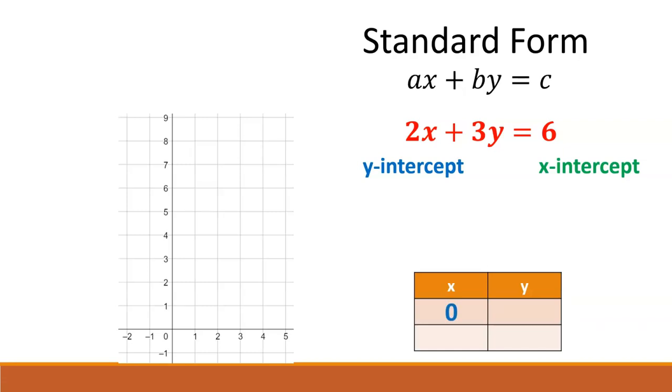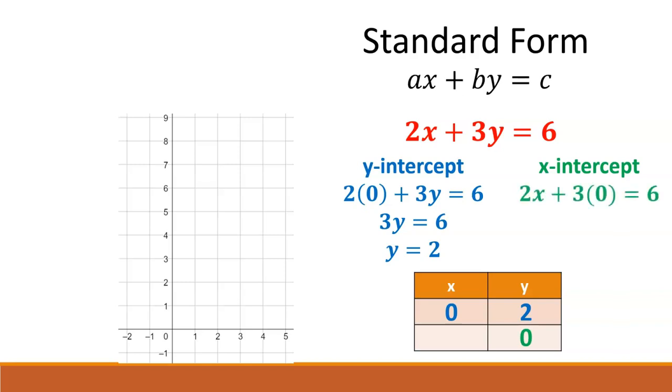To find the y-intercept, we'll let x be 0 in the equation. And when we do that, we can see that y is 2. So our y-intercept is the point 0, 2. To find the x-intercept, we'll let the y be 0 in the equation. And now we can see that x is 3. So the x-intercept is the point 3, 0. If we graph those 2 points, 0, 2 for the y-intercept and 3, 0 for the x-intercept, we've got the 2 points we need to graph our line.